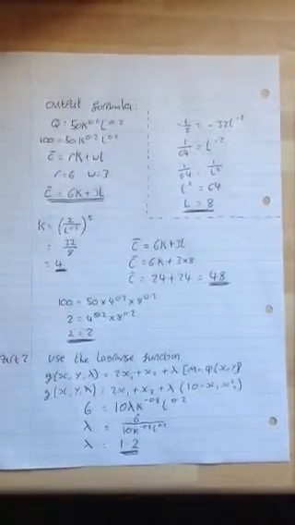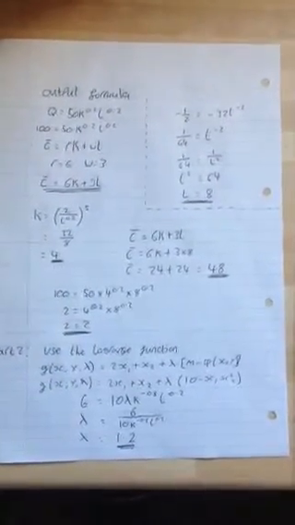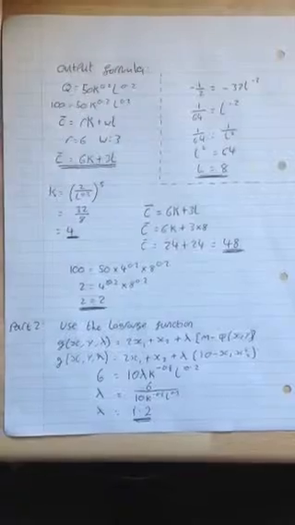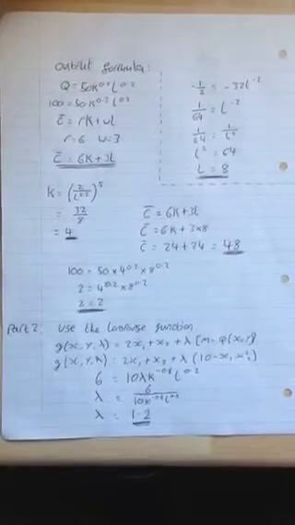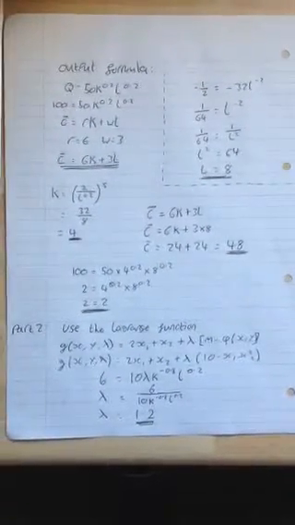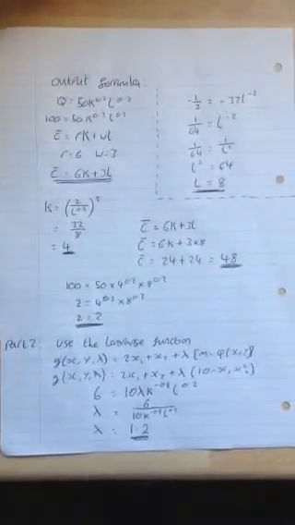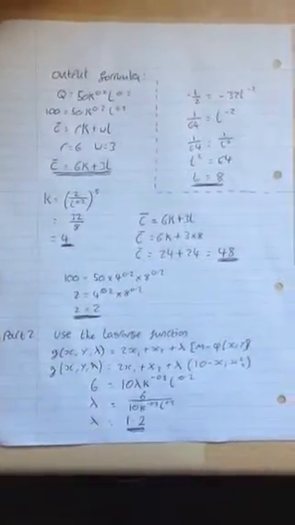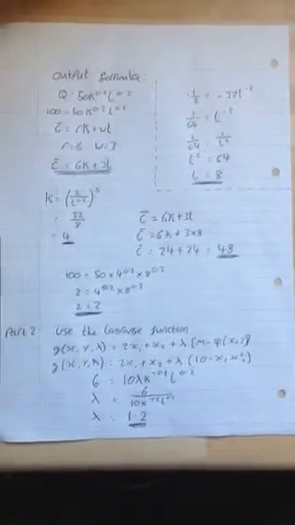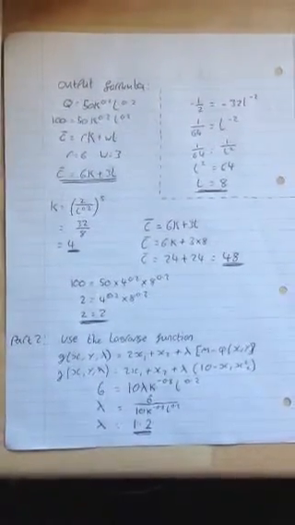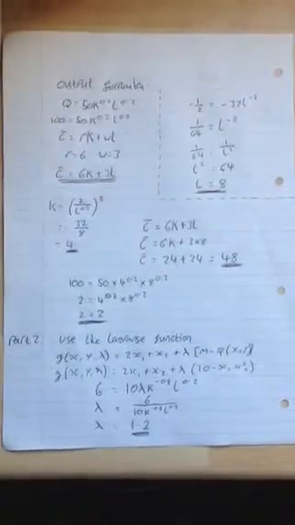That concludes part 1. For part 2, we simply need to rearrange the Lagrange function, like so, and substitute in our values from part 1. Following these steps eventually gives a value for lambda of 1.2. That is how much our total cost would change if orders increased by 1 unit per month. This concludes part 2.